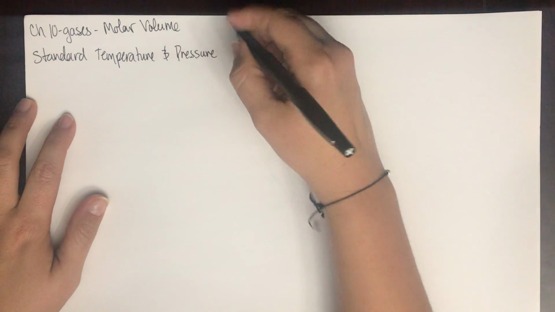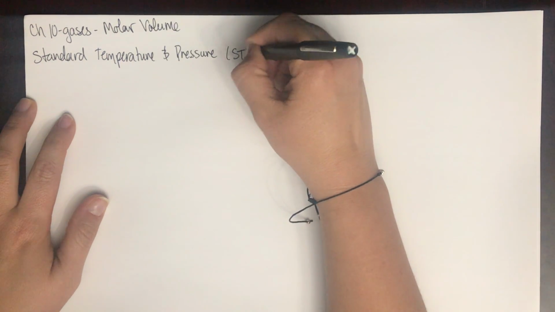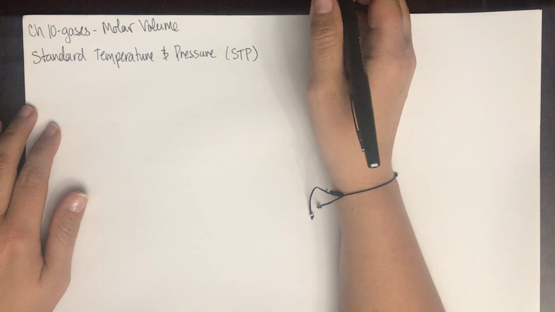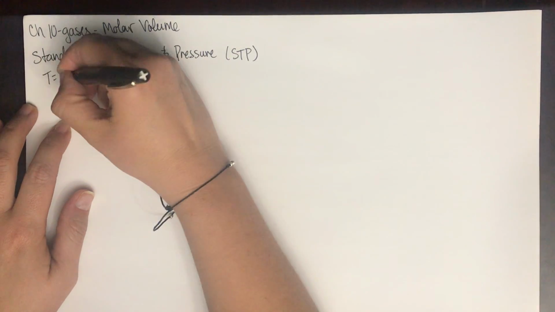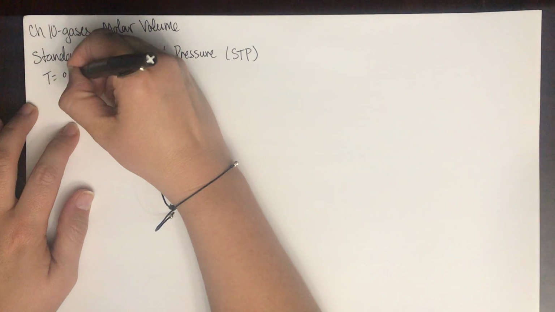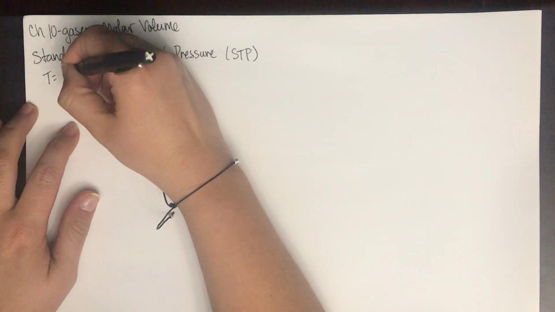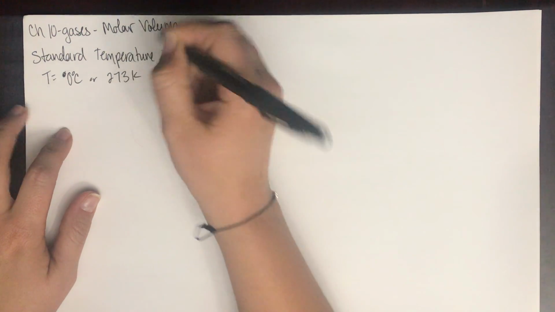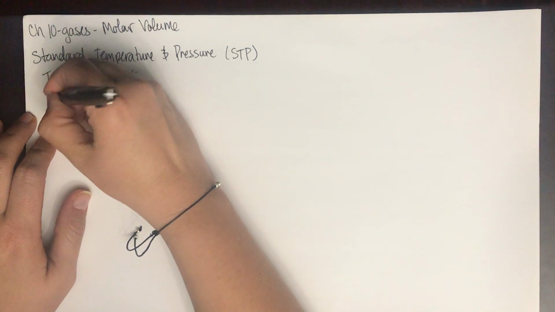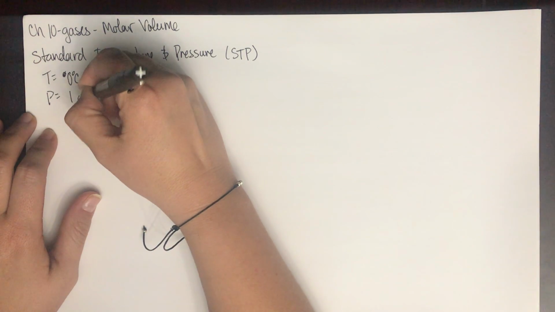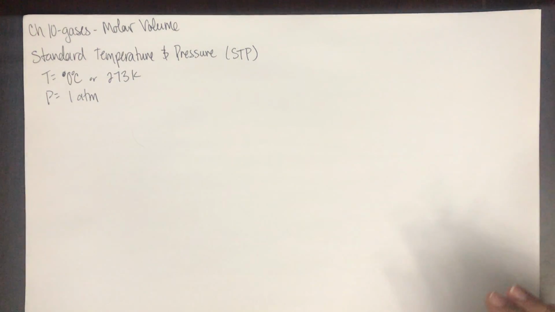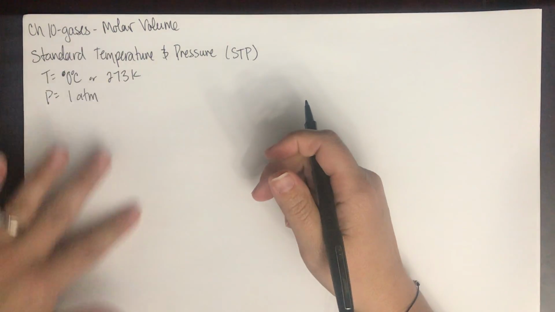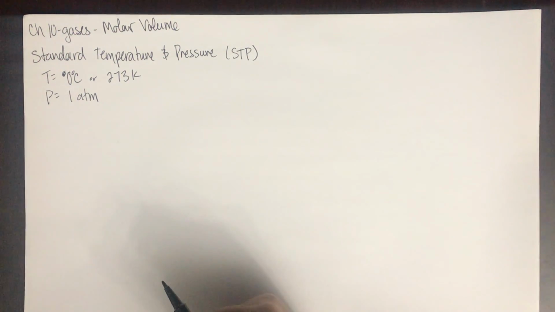Standard temperature and pressure is abbreviated STP. Standard temperature and pressure is when you have a temperature that is 0 degrees Celsius, or 273 Kelvin, and you have a pressure that is 1 atmosphere. That's standard temperature and pressure. So at standard temperature and pressure, all gases have the same, what's called molar volume.